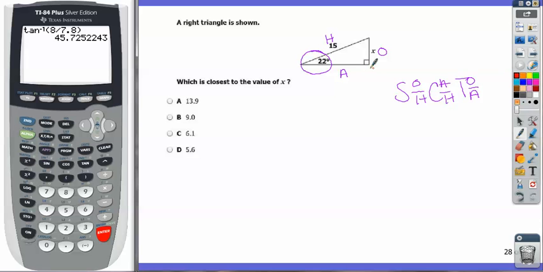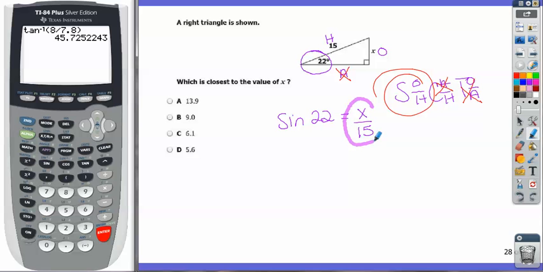So I'm going to cross out A because there's nothing there, and everywhere there's an A, I'm going to cross out. So this time I'm picking sine. And it's going to be sine of what? 22. And what does that equal? X over 15. Now, where's my x over here? X is on the top. So what does that mean? I need to multiply. So I'm going to take the number that's in my highlighted circle, 15, and multiply it by sine of 22.